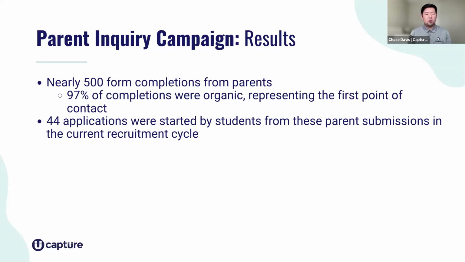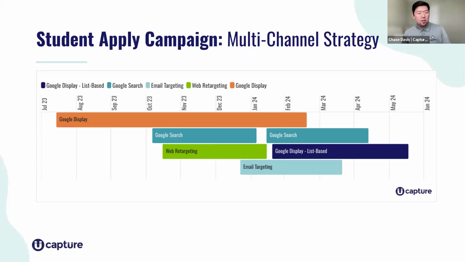44 of them started their applications. So this is from parent submissions. They went on, they submitted their information along with their students' information, and then they proceeded after that inquiry to make an application. The student went on to apply. This is a wild success for this institution and this partner, and we want to make sure that we bring attention to this because a parent strategy is extremely important for each institution to have, because it can lead to 44 more applications.